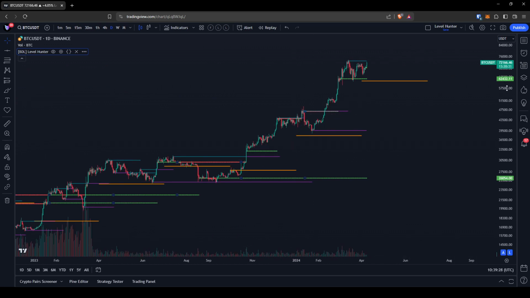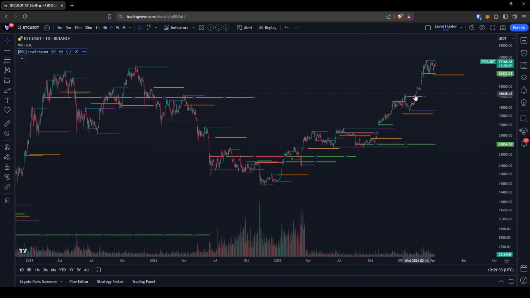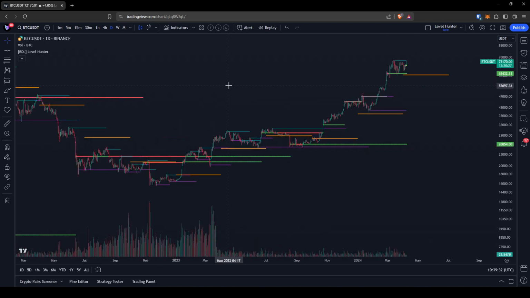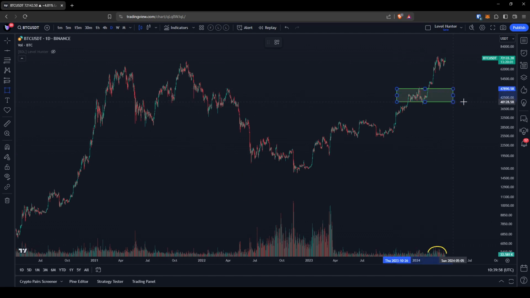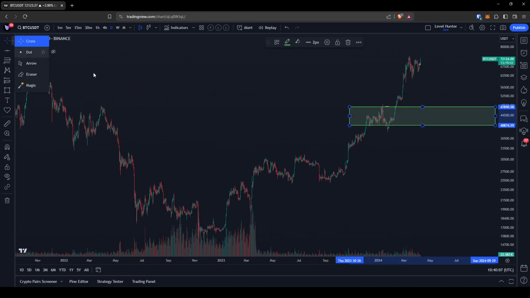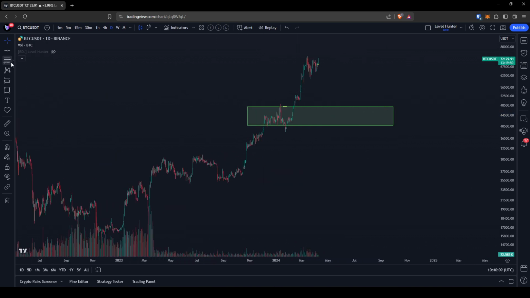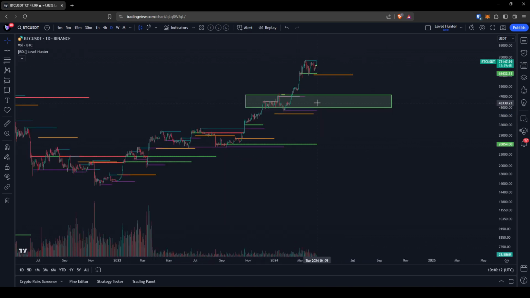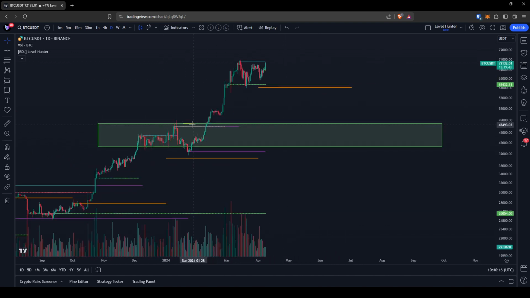60, 58K, okay. I actually see the correction. I think this part here is a very strong area, the level hunter power level. Does that align with that? It's interesting. Hey, you're right. You're right. This is interesting.